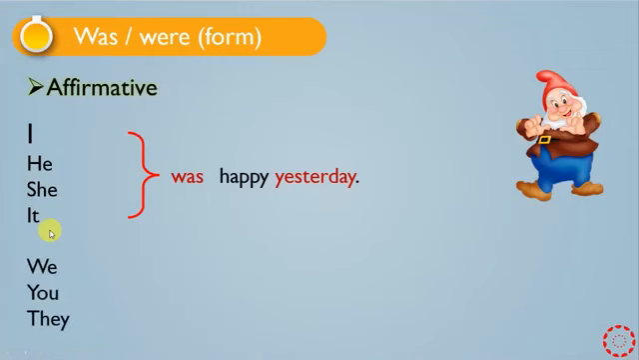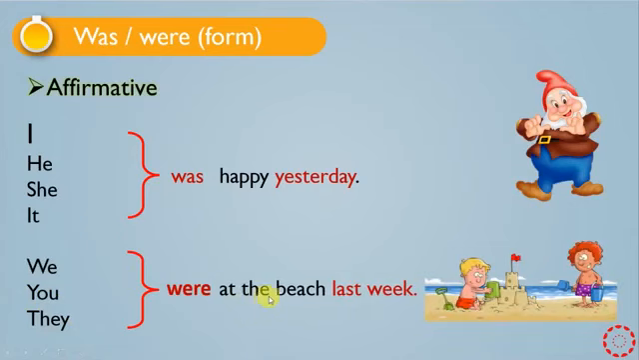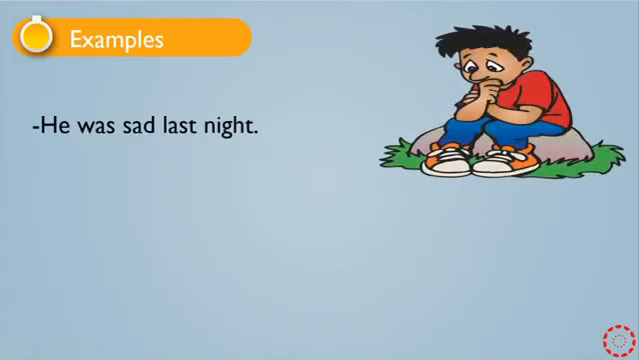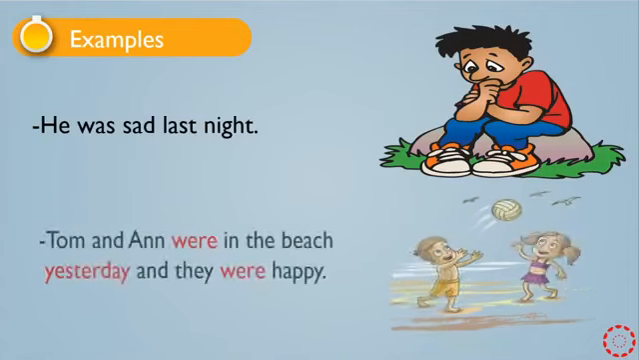Very good. We use we, you, they with were. Then we say the other part of the sentence, at the beach last week. Last week tells us about the past. Very good. We were at the beach yesterday or last week. You were, they were. Good. We can also say some names. Examples: he was sad last night.